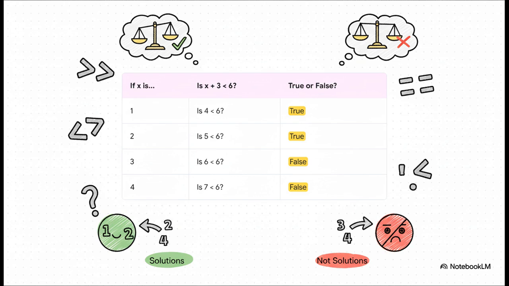Okay, let's try 2. If x is 2, we have 2 plus 3 less than 6. And 2 plus 3 is 5. Is 5 less than 6? Yes, it is. So that's also true. 2 is another solution. All right, how about 3? If x is 3, we get 3 plus 3 less than 6. Well, 3 plus 3 is 6, so is 6 less than 6? No, that's not true. 6 is equal to 6, not less than it. So that statement is false, and that means 3 is not a solution. See how it works? The solutions are just all the numbers that make the sentence true.